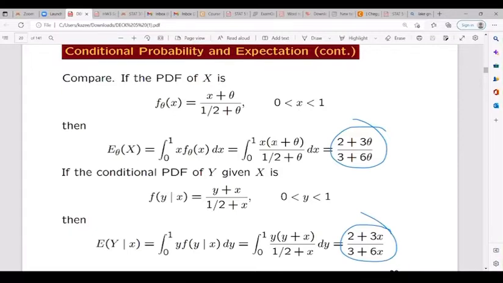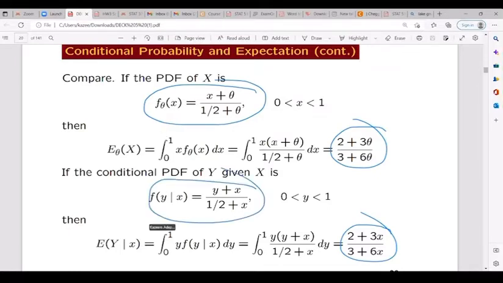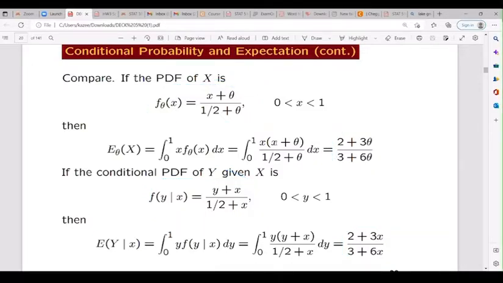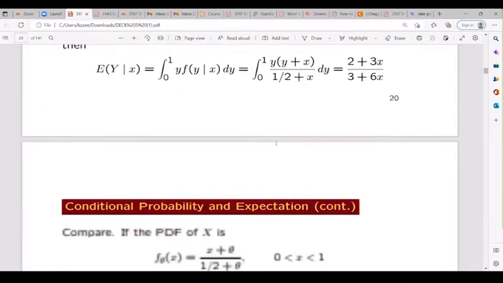But what I'm trying to tell you now is that the moment you know the marginal, you can actually figure out the conditional function of y given s. The only thing that is going to happen here is that s is going to replace theta and y is going to replace s. So take a look at that.